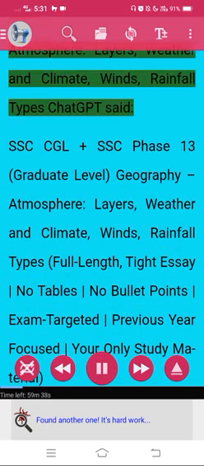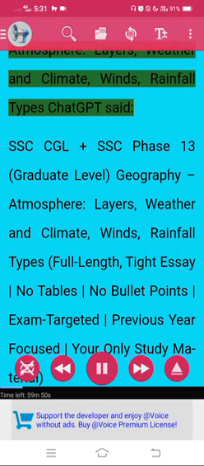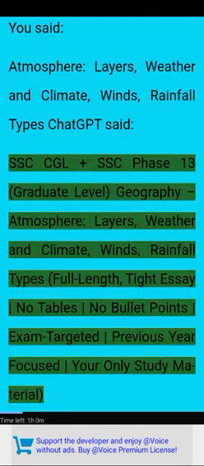You said. Atmosphere, layers, weather and climate, winds, rainfall types. ChatGPT said. SSC CGL plus SSC Phase 13, graduate level, geography, atmosphere, layers, weather and climate, winds, rainfall types. Full length, tight S8 note tables, no bullet points, exam targeted, previous year focused, year only study material.